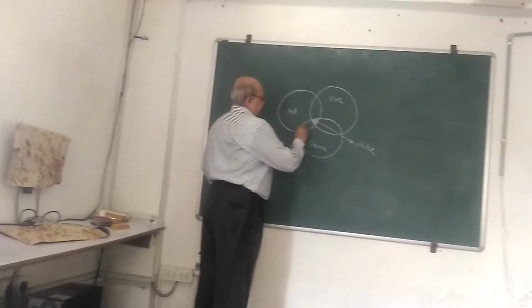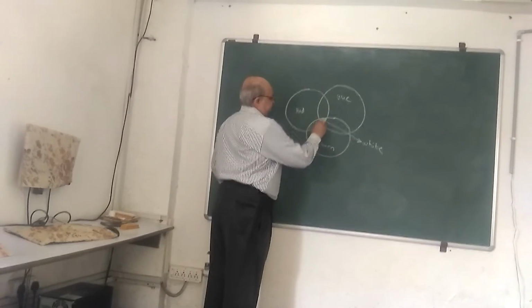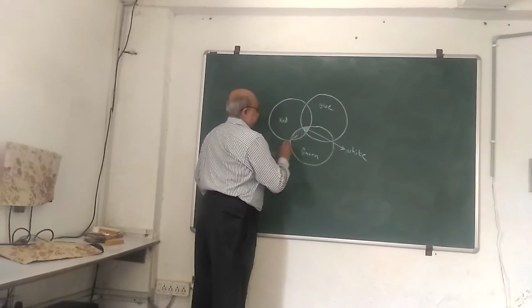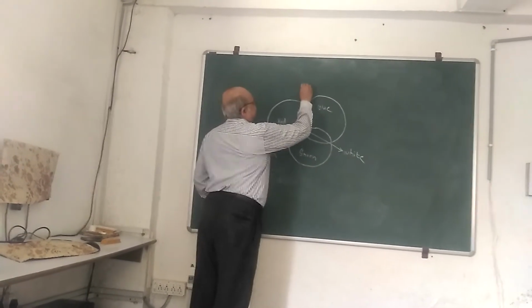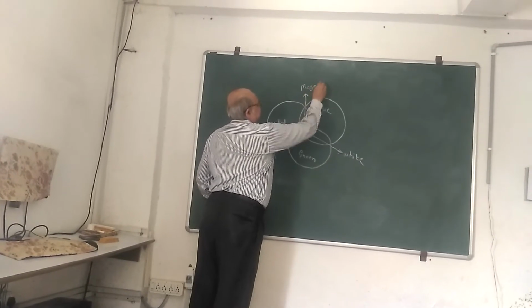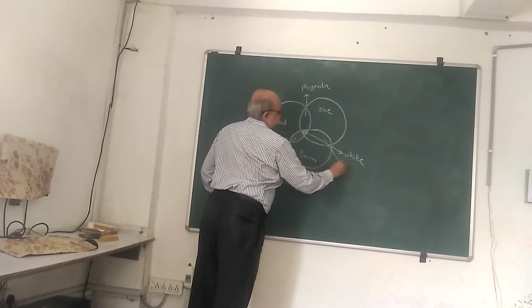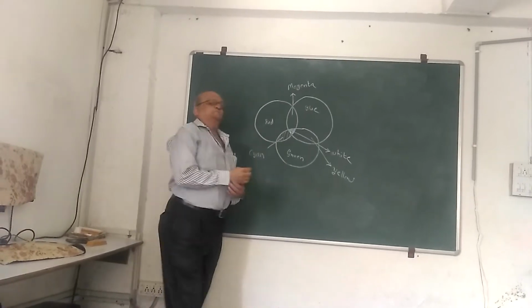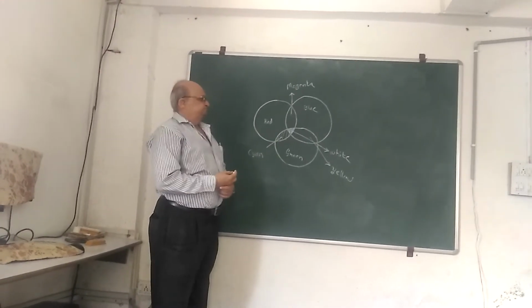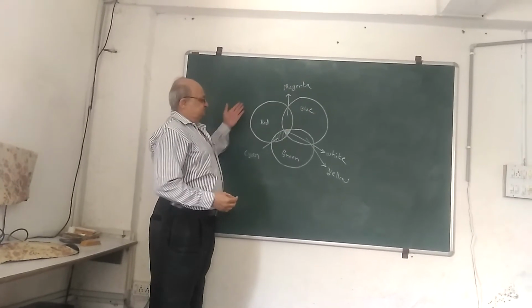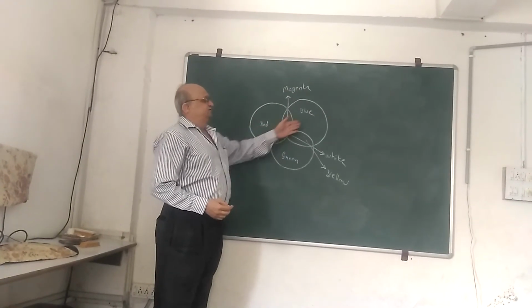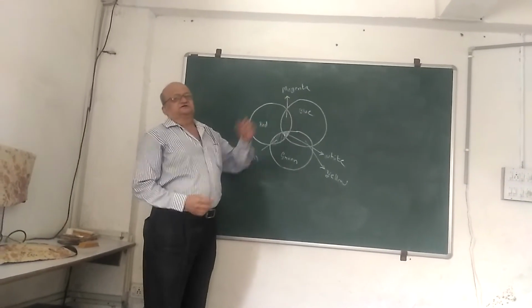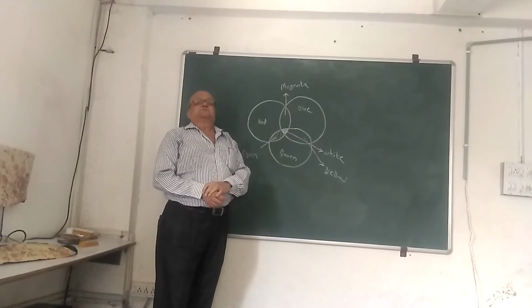Here, however, we will be getting cyan color. Here we will get magenta, and here we will get yellow color. So all colors other than red, green and blue can be made by combining 2 or 3 of these colors in different proportions.